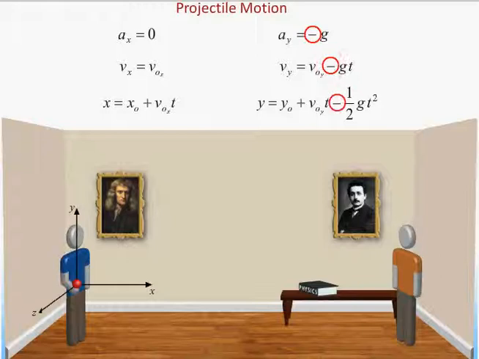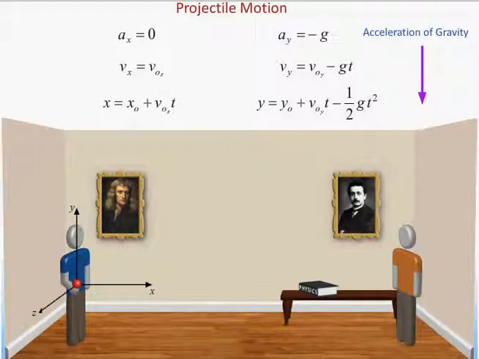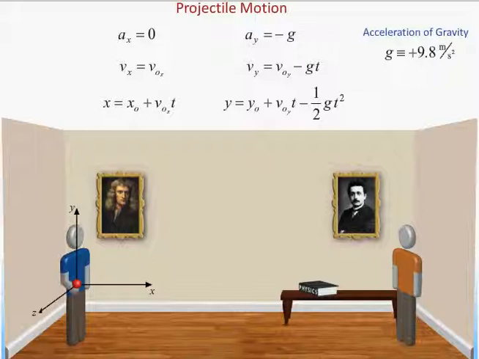First, note that there are minus signs in all equations where g appears. The explanation is simply that the acceleration due to gravity is downward in the minus y direction, and we always take the value of g itself to be positive, since g represents the magnitude of the acceleration, which we know to be 9.8 meters per second squared.